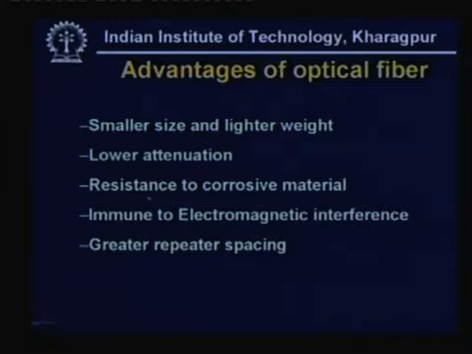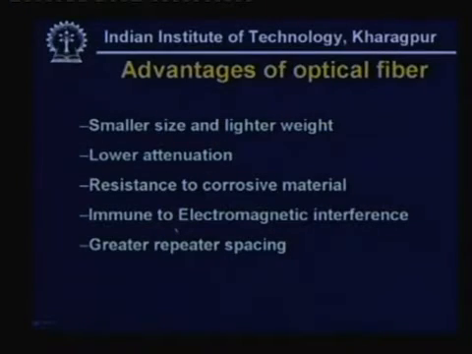However, moreover, another important property is it has got resistance to corrosive material. You know, the metals get corroded, oxidation occurs when it comes in contact with, say, moisture and temperature. That kind of corrosion does not occur in case of optical fiber material. And another important property is it is immune to electromagnetic interference.